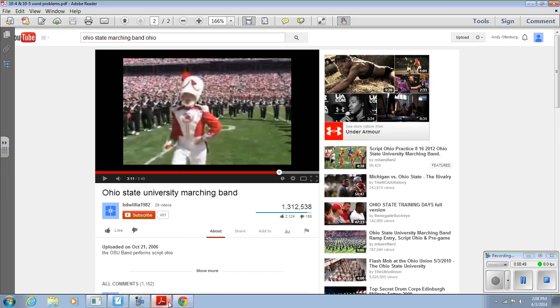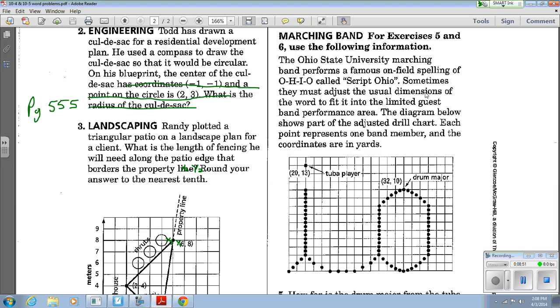So let's take a look back at the word problem now. Sometimes they must adjust the usual dimensions of the word to fit it into a limited guest band performance area. The diagram below shows part of the adjusted drill chart. Each point represents one band member and the coordinates are in yards. So it's yards on the x-axis going across, yards on the y-axis going up and down.